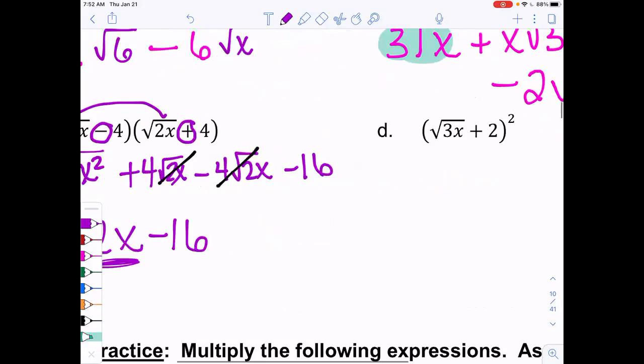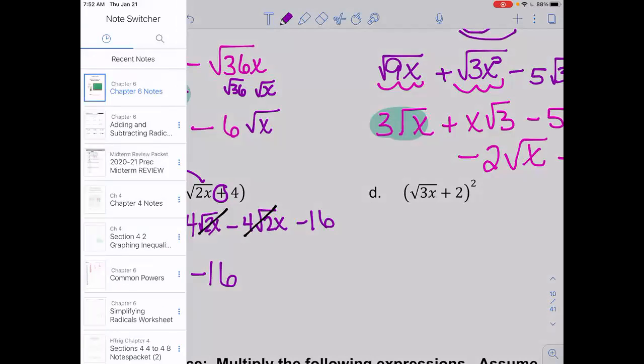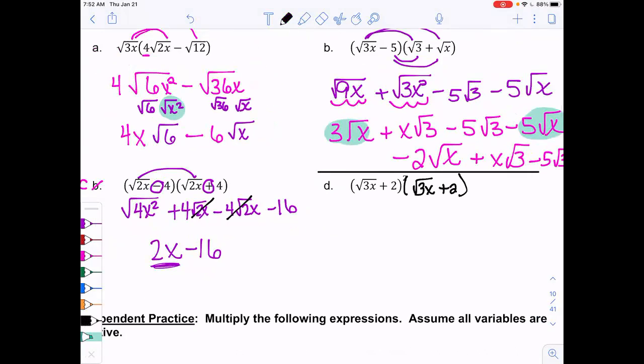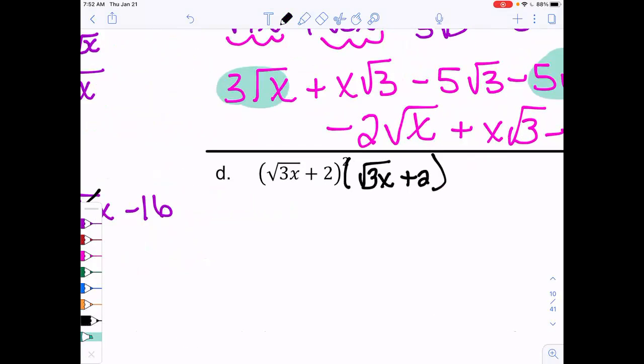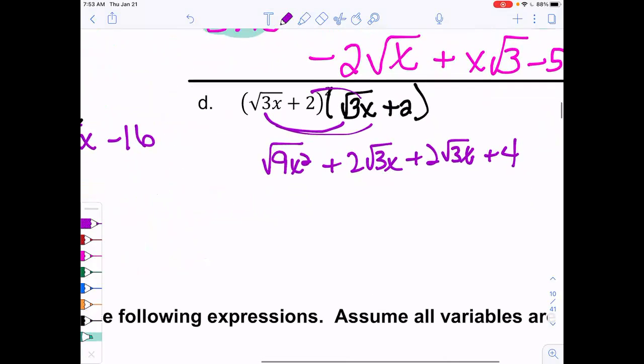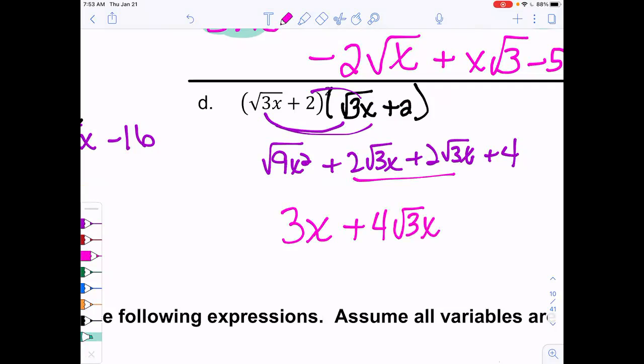So the last one here, we have the square root of 3x plus 2 quantity squared. And again, we know that a quantity squared means there are two of them. So write it a second time and then see if you can multiply that together. What do you have, Julia? Good. And then that first term, square root of 9x squared becomes the middle terms. And then, awesome, nice job.